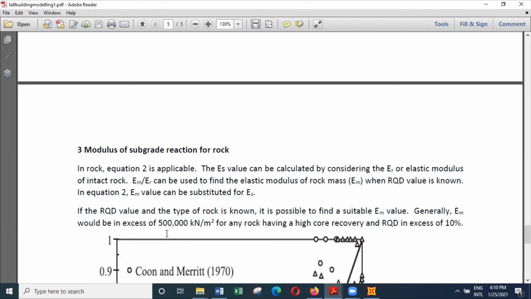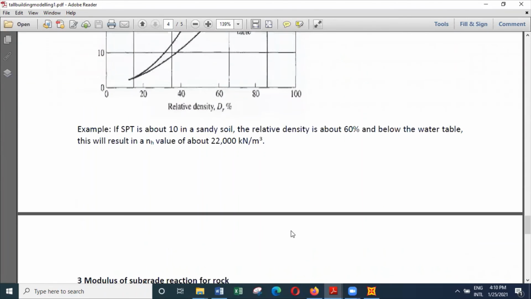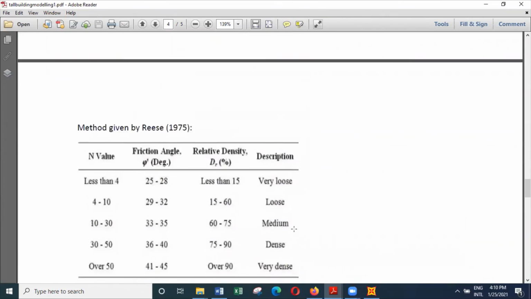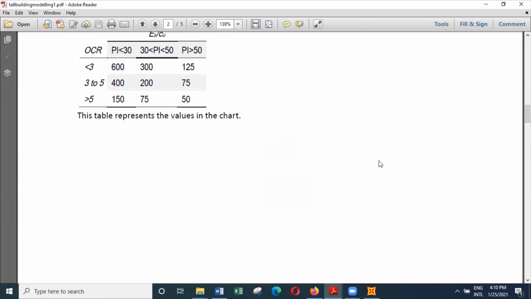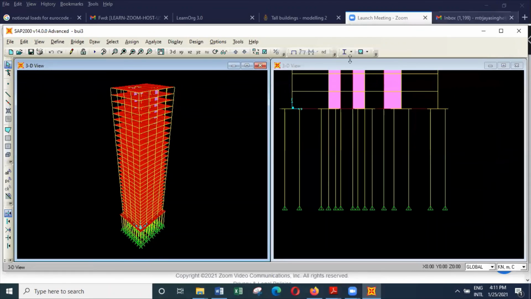But in rock, the horizontal reaction can be much higher. So basically, that's why, when you anchor the pile into the rock, it becomes almost fixed. So that's what you can gather from this. We'll discuss this in a little more detail next time, and also we'll apply the soil springs to this model and see how it behaves.